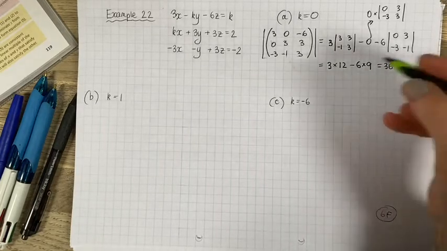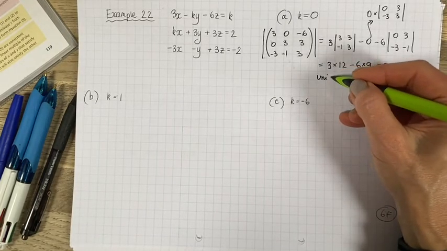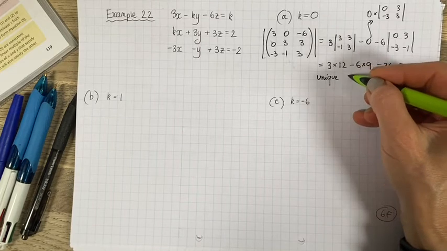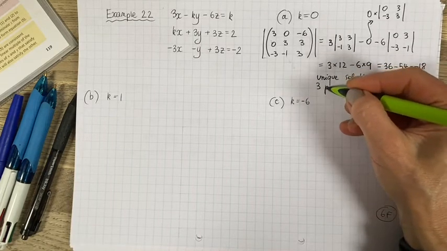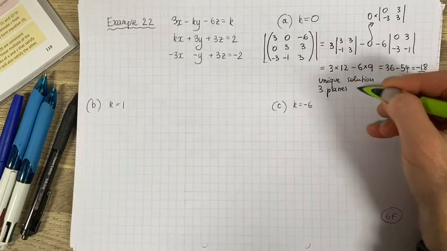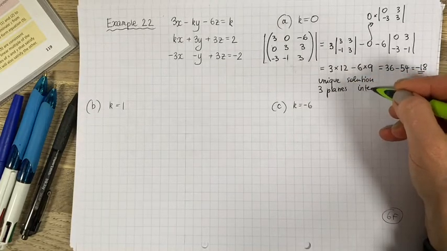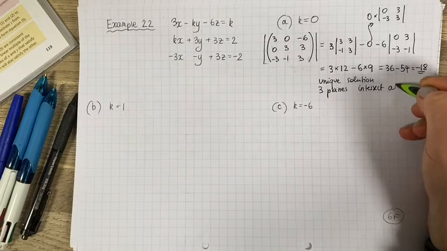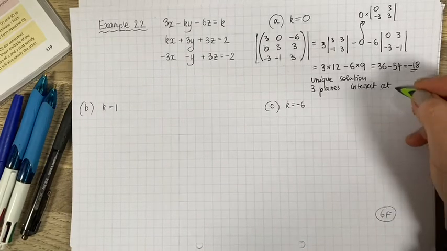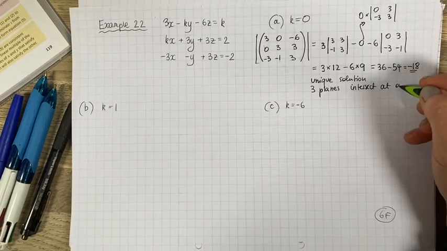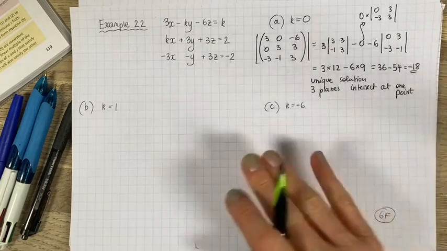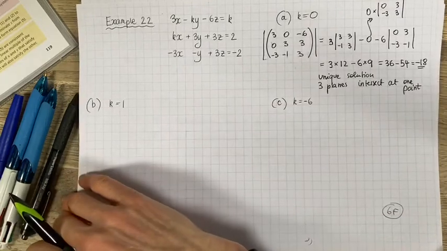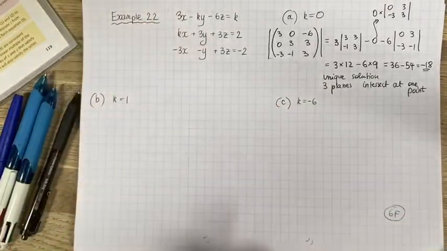Okay, so that means there is a unique solution. Three planes intersect at one point. That's the geometrical representation. So they intersect or meet at one point.